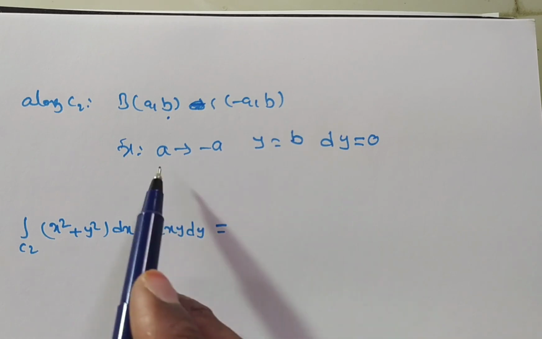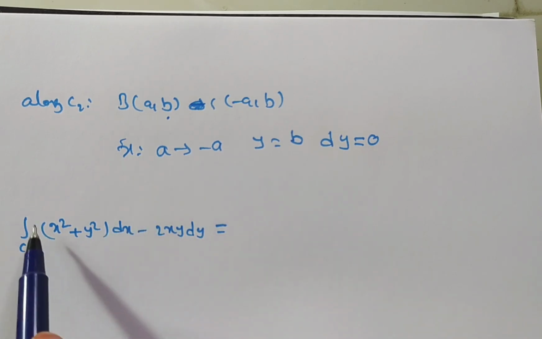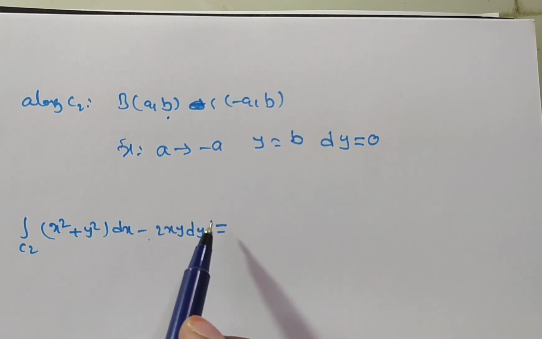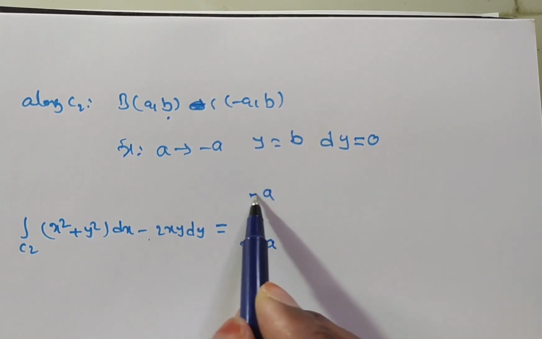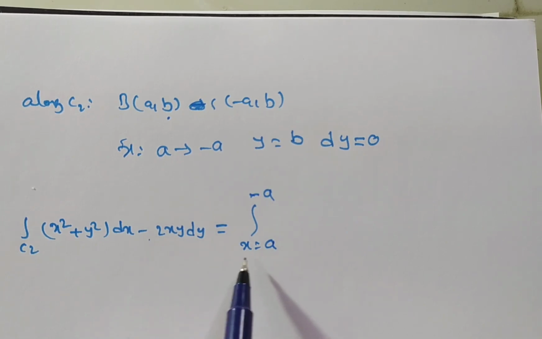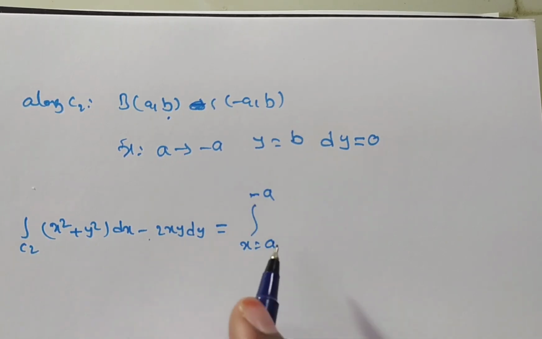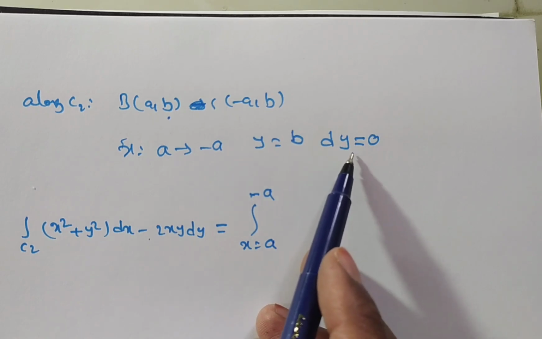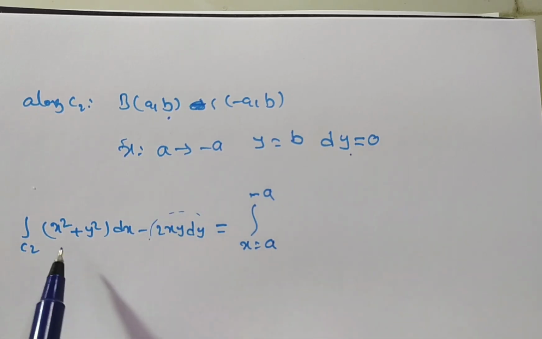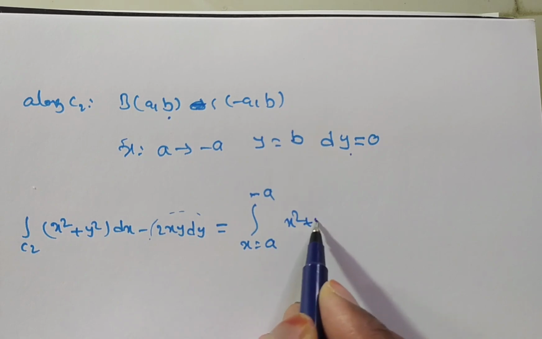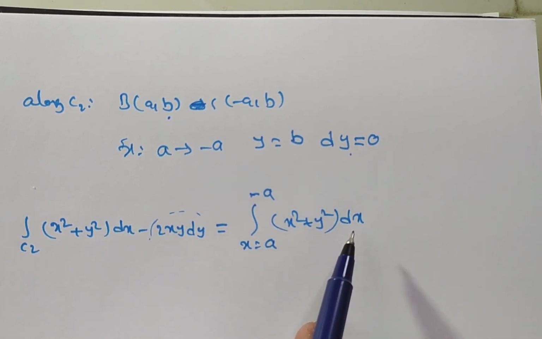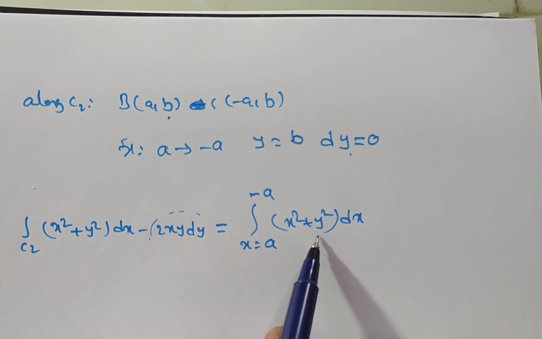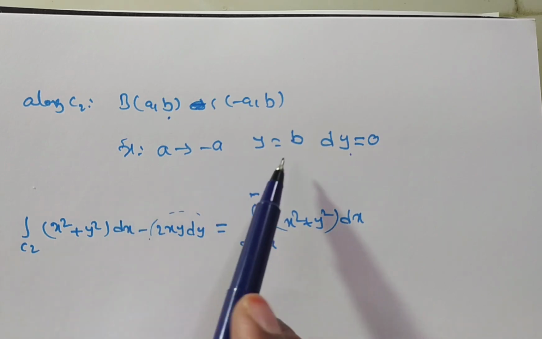Now we have to evaluate the integral along C2 of f bar dot dr bar, from x equal to a to minus a. Along the x axis only we are doing. Along the x line, that is from minus a to a. Now in place of dy we have to put 0. So you won't get this term. Only you will have this term. So I am writing first that one: x square plus y square into dx. But we are integrating with respect to x. But here, what is the term you have? The integrand is containing a y term. So replace the y value. What is the y value along this C2? Y is equal to b.